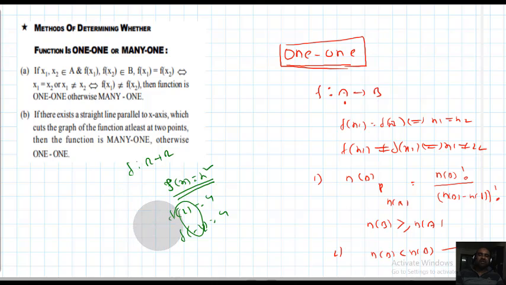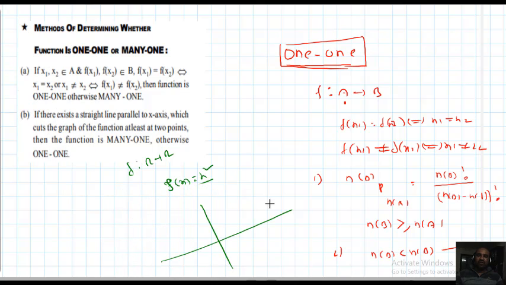But how to test graphically? You know the graph of f of x equals x square, or y equal to x square, a parabola. Actually this parabola is a function but not a one-one function. I just explained it, but how can you conclude through the graph?